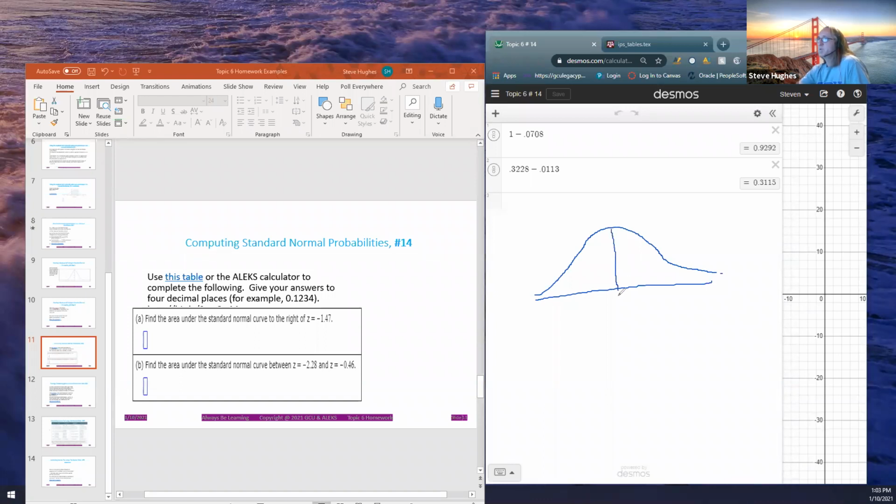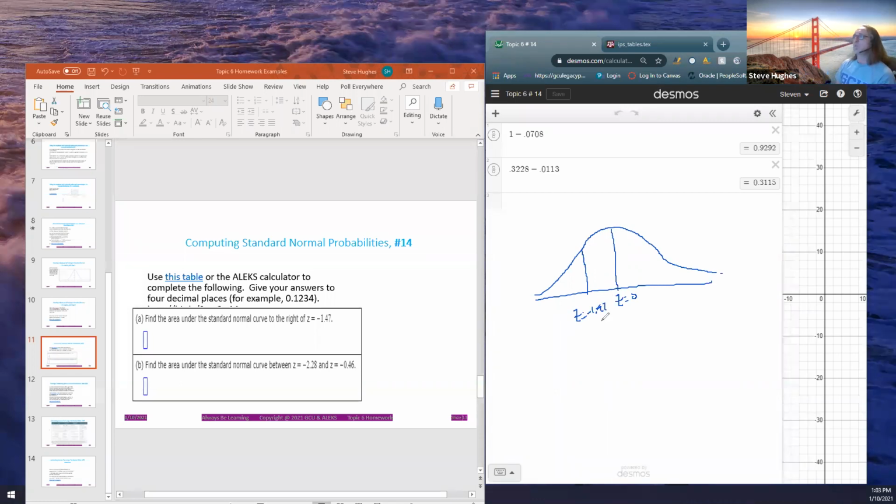Here's my center. Remember, this is my mean right here in the middle. And this is where I have a z-score of 0. Z equals 0 is the mean. And it says I am negative 1.47. So let's go about right here. Z equals negative 1.47.